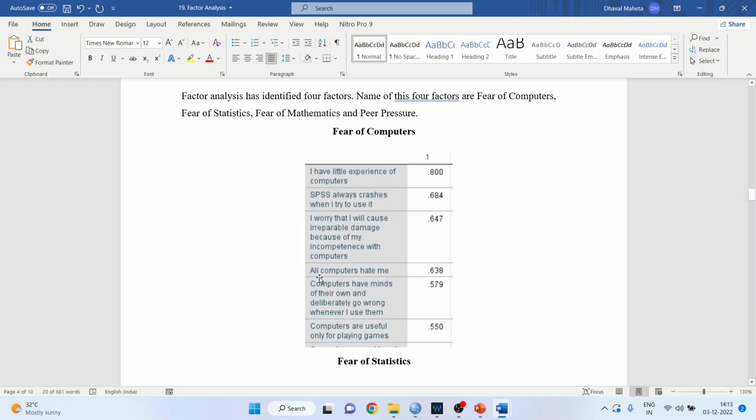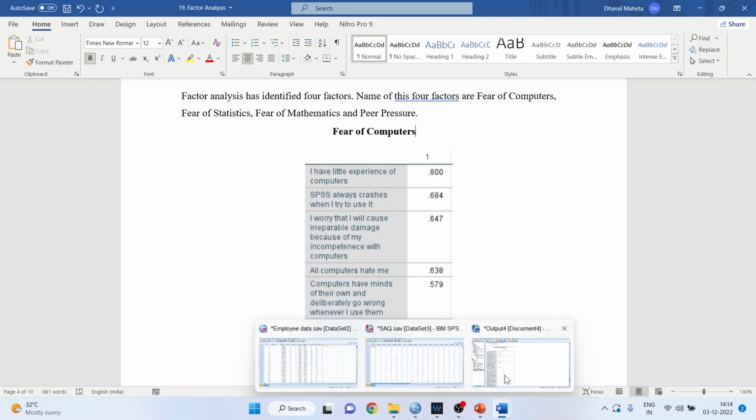Now, if you see these statements, and if I want to give a common name to these statements, I can give the fear of computers. One thing you should remember, that giving a name is the prerogative of the researcher. It is up to him or her what name to give. So depending upon the statements, a common name which can be given to all the statements is fear of computers. Let's proceed further and see the other statements.